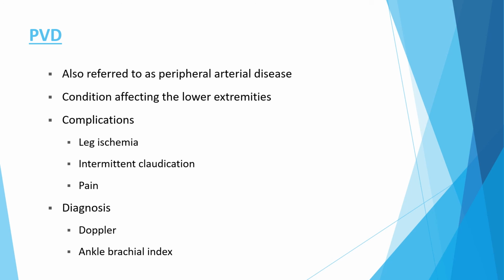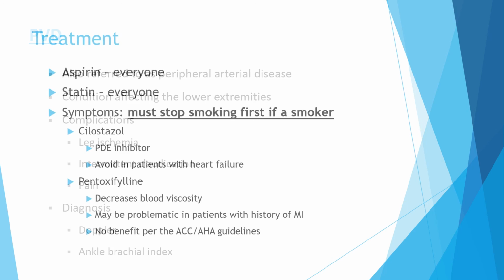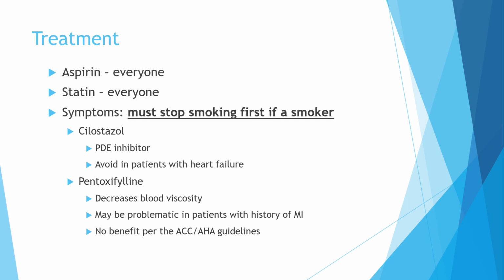For diagnosis, you use Dopplers or your ankle brachial index. For treatment, all patients with PVD should be on an aspirin and a statin, and all patients should stop smoking. It's the most major risk factor and leads to severe progression of the disease. Interestingly, in regards to the medications that you can use, you must stop smoking before you can even trial either of the medications. And whenever it comes to selecting between cilostazol or pentoxifylline, it's really just important to consider patient factors because, as you can see, you would want to avoid cilostazol in patients with heart failure and potentially avoid pentoxifylline in patients with history of MI.